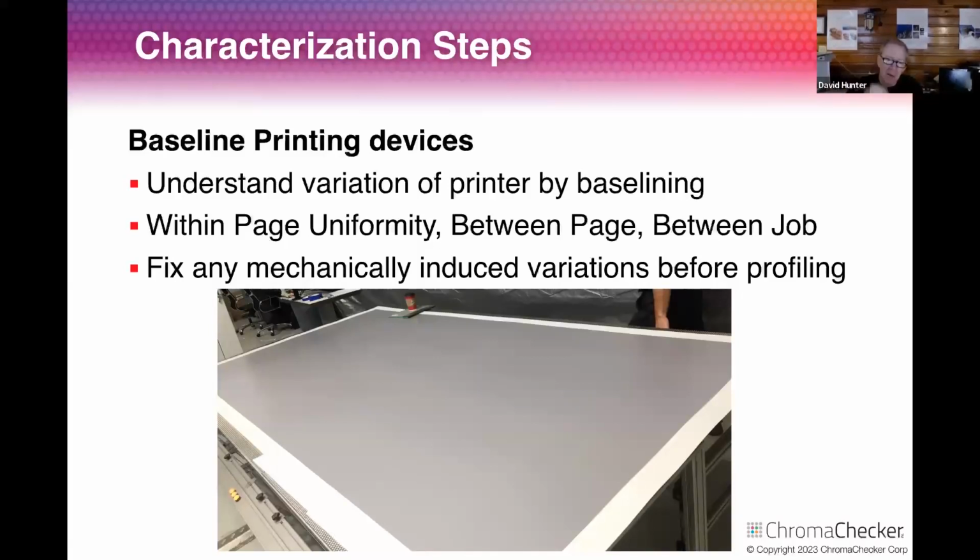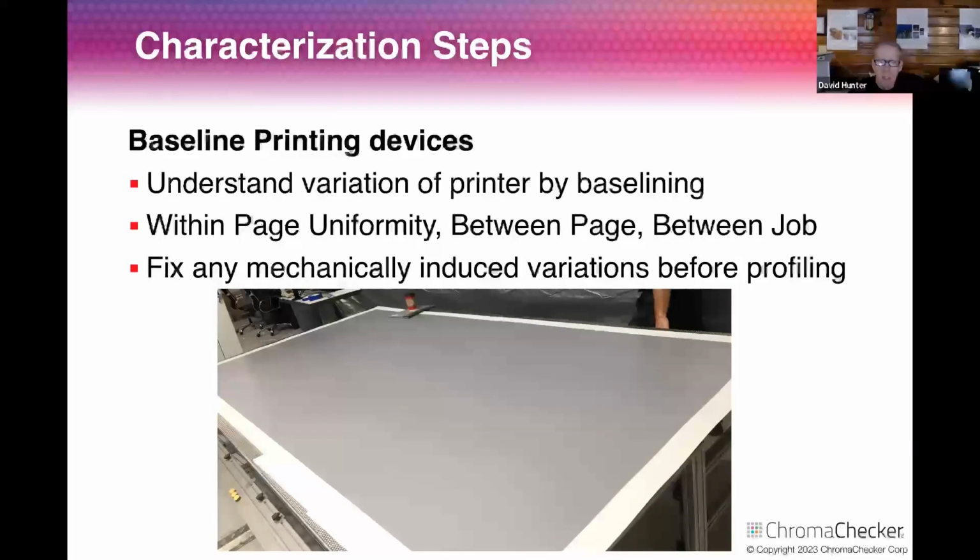The first thing we did was print a page like this, and we all looked at each other and said, we know why it's not profiling correctly. It was pretty simple. I was in there five minutes, and they figured out that the printer was not imaging consistently across the page, and it was a head height issue. So it was printing higher on one side of the table versus the other, and that was causing a variation. And that's just the within-page uniformity variation.